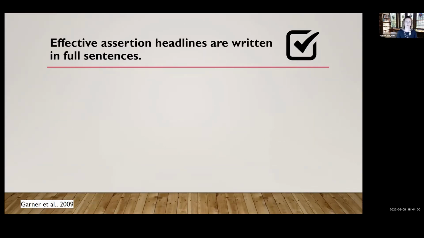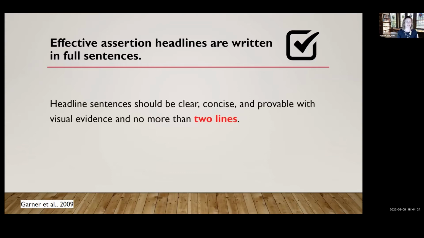The effective assertion headlines that you're going to write are written in full sentences. So no more having a word or a couple of words at the top. That's not a full sentence. Make sure your top sentence is a full sentence, and it's going to be some sort of assertion, like this: effective assertion headlines are written in full sentences. They should be clear, concise, and provable with visual evidence, and written in no more than 2 lines. So you see, I've got 1.5 lines here. You're not going to write a whole paragraph up there.